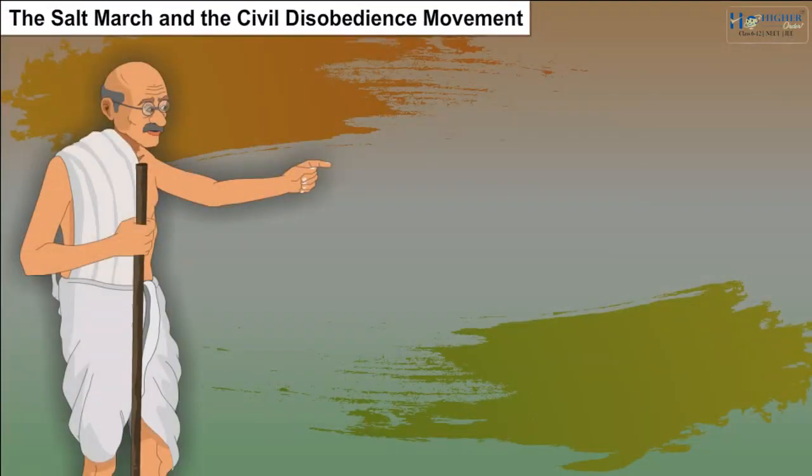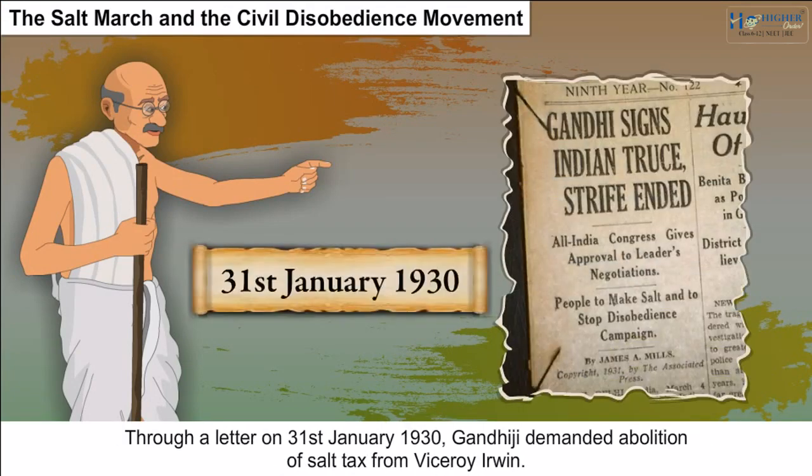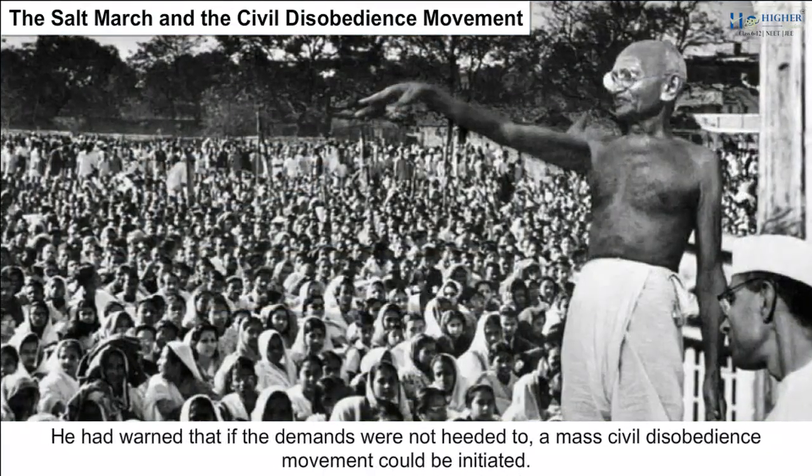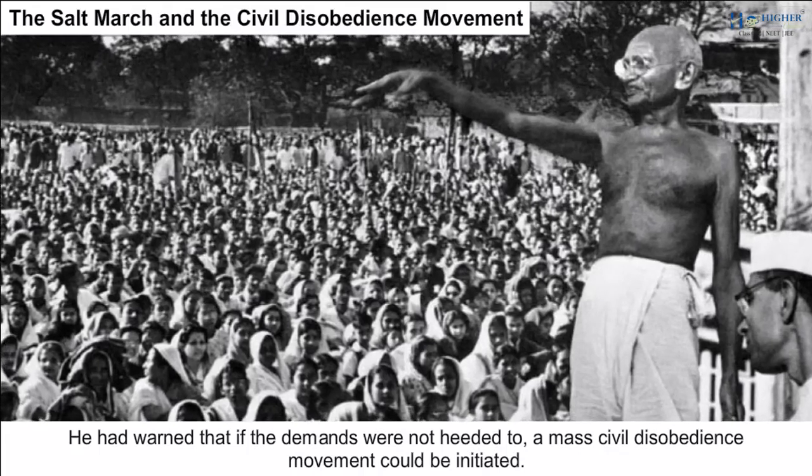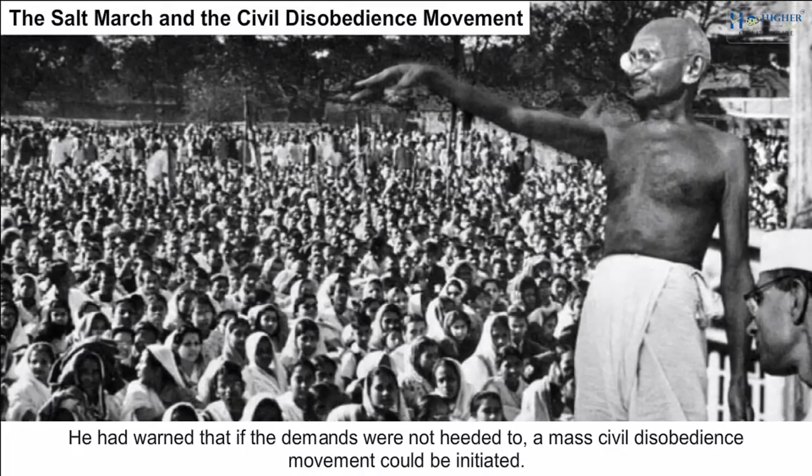The Salt March and the Civil Disobedience Movement. Through a letter on 31st January 1930, Gandhiji demanded abolition of the salt tax from Viceroy Irwin. He had warned that if the demands were not heeded, a mass civil disobedience movement could be initiated.